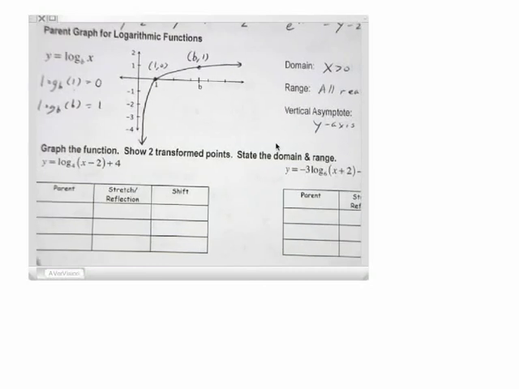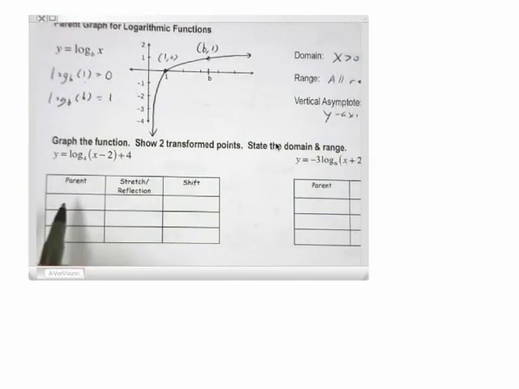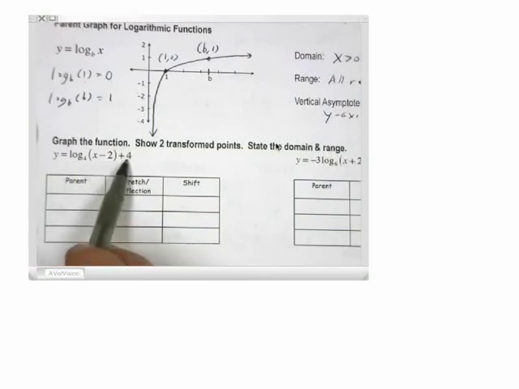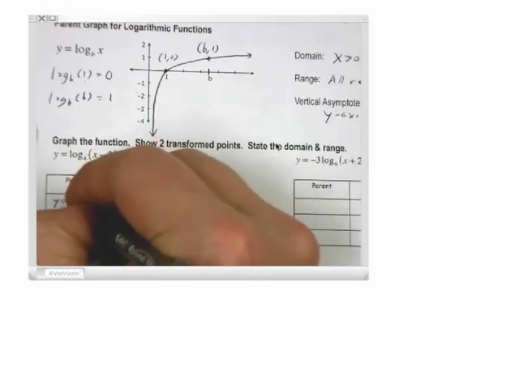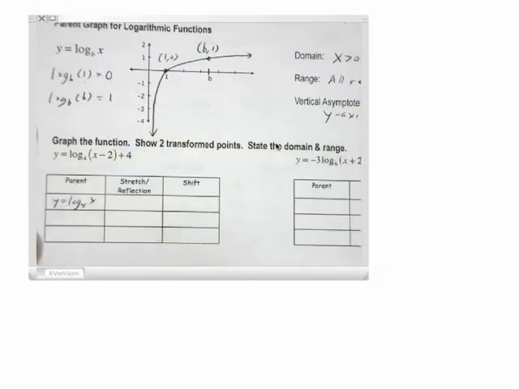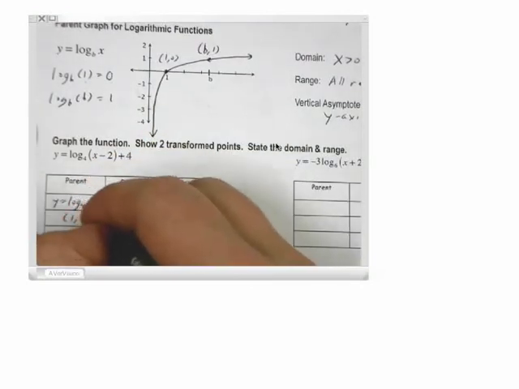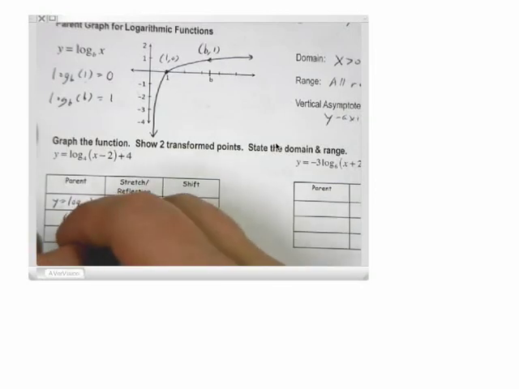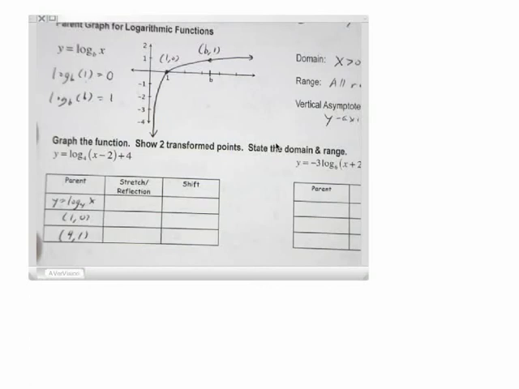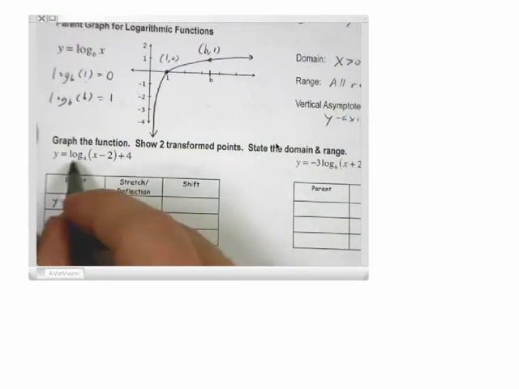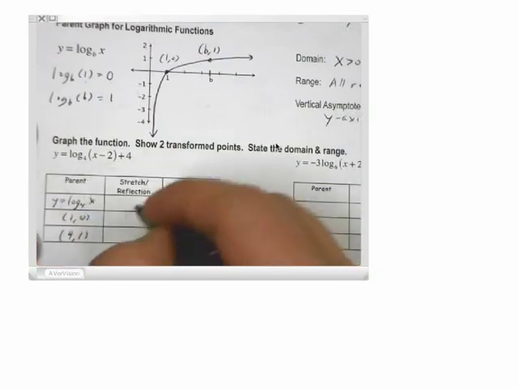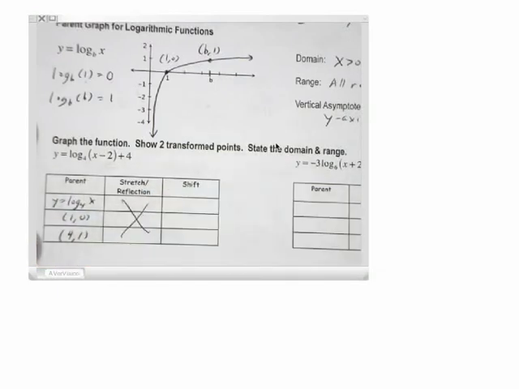All right, so for our parent function for this particular graph, we have y equals log base 4 of (x minus 2) plus 4. My parent function, I'm just going to look at log base 4 of x. Now I know it's going to have a point at (1, 0), and another point is going to be whatever the base of the logarithm is, 1. Okay, we know that it's not stretched by anything because it's not multiplied by anything. There's no something out here times the log, so there's no stretch or reflection on this one.